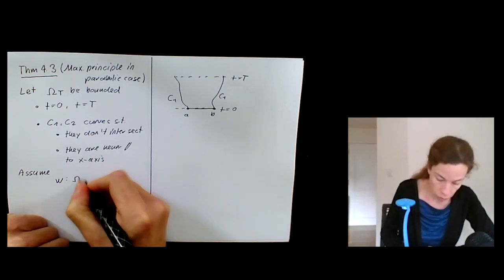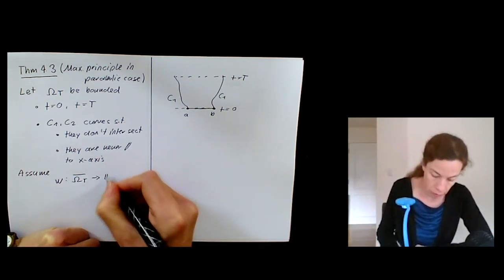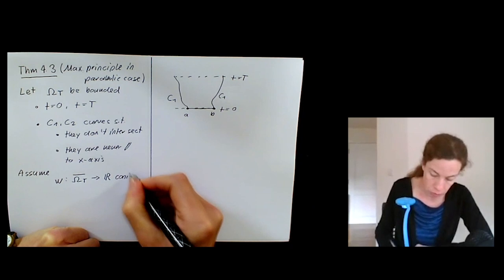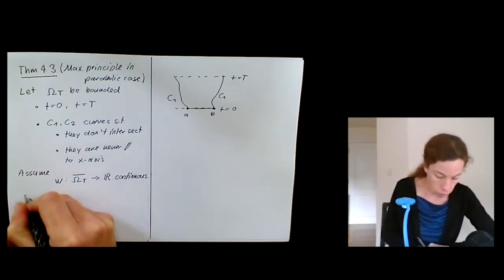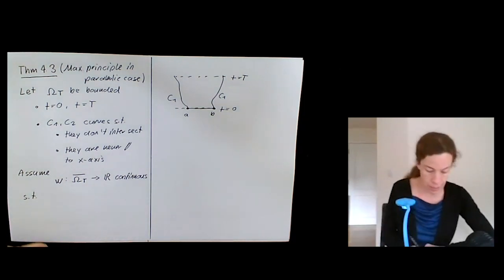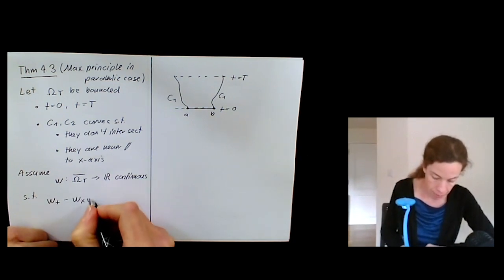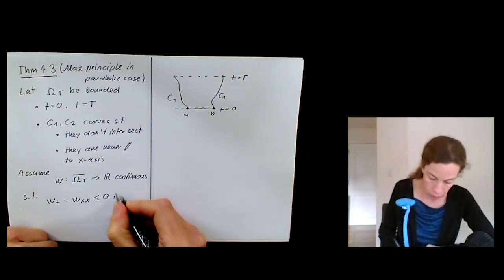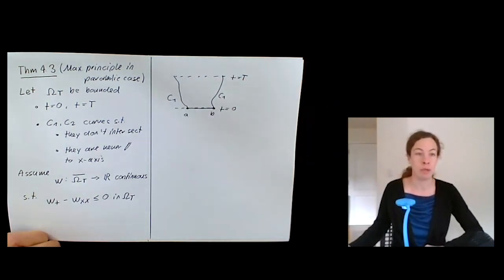So if that's what I have, then let me assume that I have a function w that's defined on this whole thing, including the boundary, so from omega t into the reals, and this should please be continuous. And it should satisfy this main condition that my heat operator has a sign. So I ask that Wt minus Wxx is less than or equal to 0 in omega t. So that's everything except these three boundary curves.